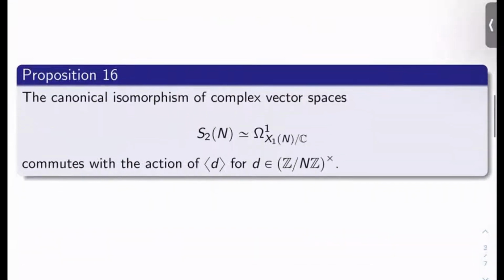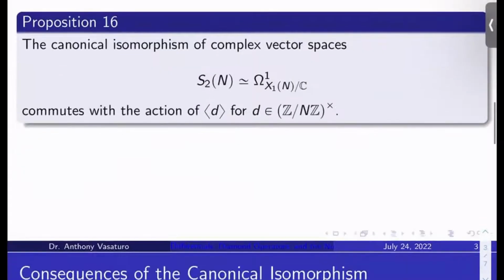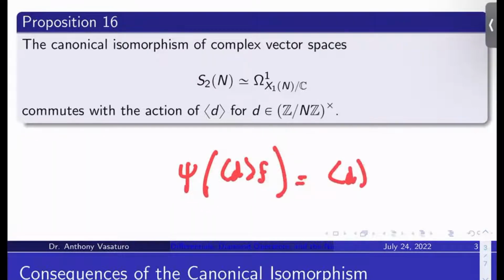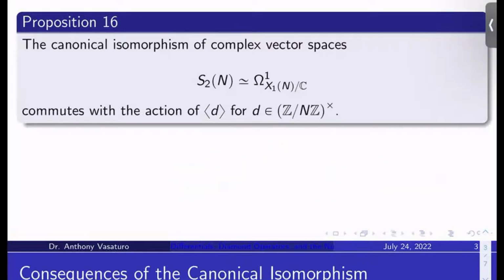Okay, so Proposition 16, remember from the last video, we have this canonical isomorphism of vector spaces S_2(N) with Omega^1 of X_1(N)/C. And remember that this commuted with that Hecke action. Okay, turns out it also commutes with the diamond action, diamond of d for all d in (Z/NZ)^×. So what I mean by that is if you call this map psi like we did last time, psi of diamond of d f is the same as diamond of d psi of f. Okay, where diamond of d on the left hand side is the diamond operator, and diamond of d on the right hand side is induced by the diamond correspondence, let's call it.